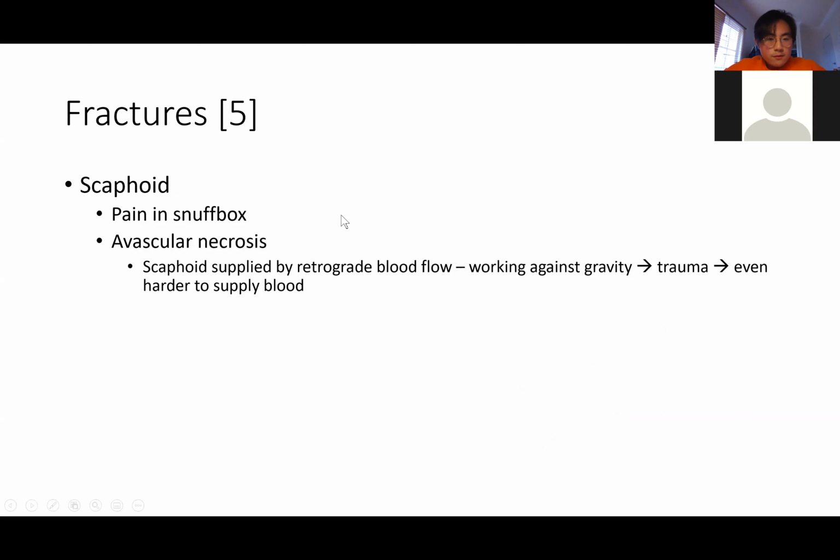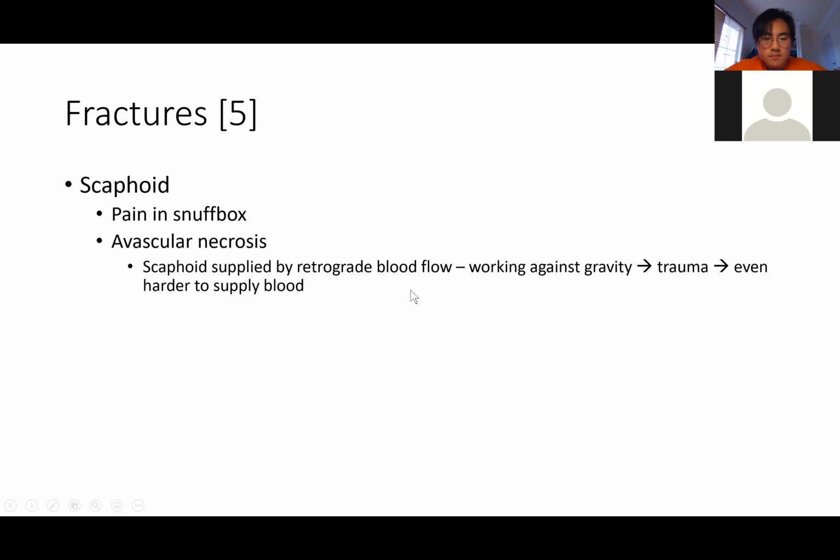Next, we have fracture of the scaphoid. It causes pain in the anatomical snuffbox. Why? Because it forms the floor of the anatomical snuffbox. So if you remember, I outlined that as a key point in the spaces section of this presentation. And the key complication here is avascular necrosis, because the scaphoid is supplied by retrograde blood flow.